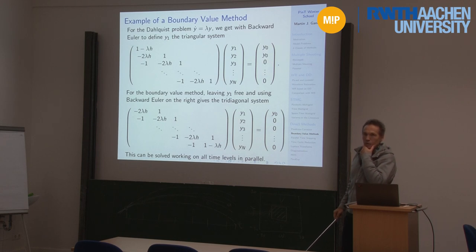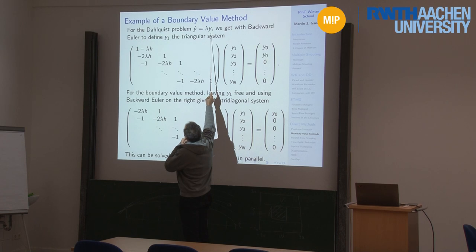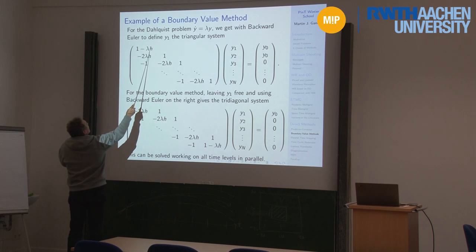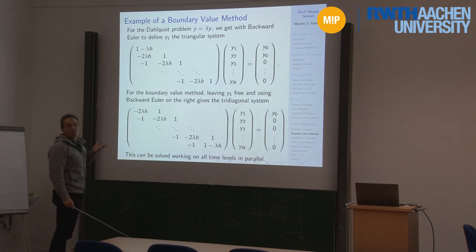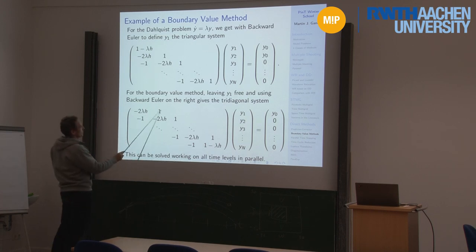So if I do this for the Dahlquist equation, the Dahlquist equation with the lambda, then my normal way of doing it would be to start with an Euler step. And then I have here my two-step method. This is lower triangular. I can solve by forward substitution. That's what you usually do. But since they put the condition at the end, the matrix is not triangular anymore. This is now a tri-diagonal matrix. You see, this is like a diagonal and then a super-diagonal, a sub-diagonal.